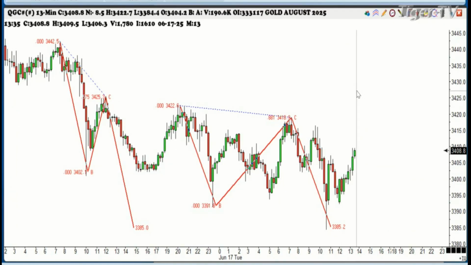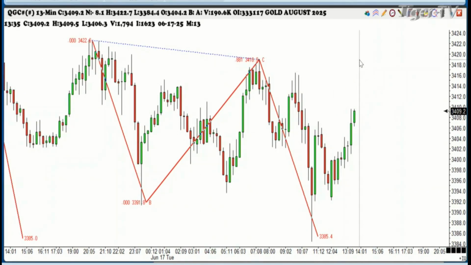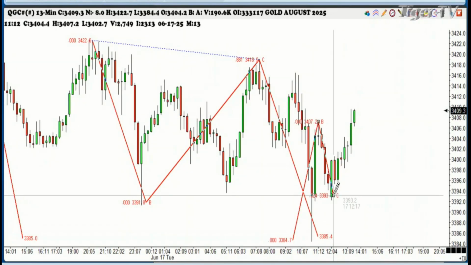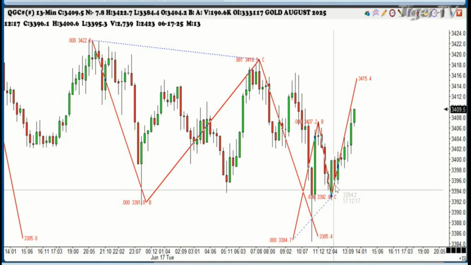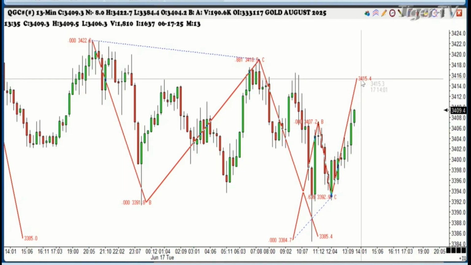But as you can see now, we're getting ready to make a very substantial ABCD move right here. You can already see we are in the movement of it right now. We pulled back to just about the 60% level right here. There it was, 62.6, right on the money. That tells us we're going to go to at least this level right here, which is 34.15.